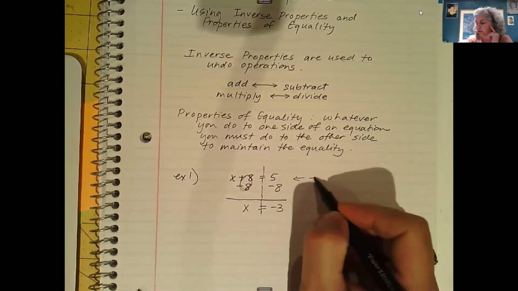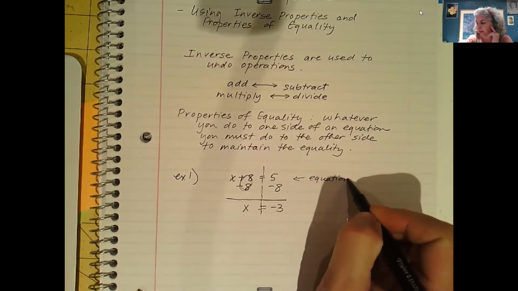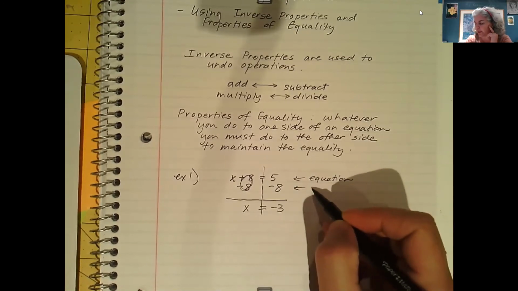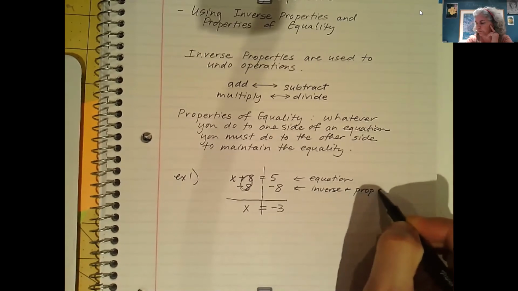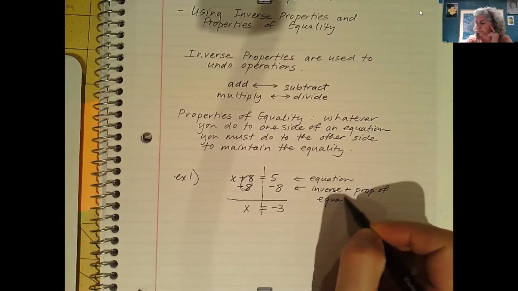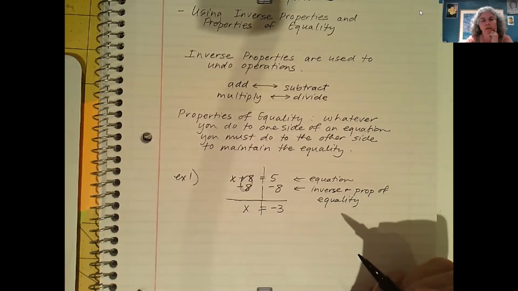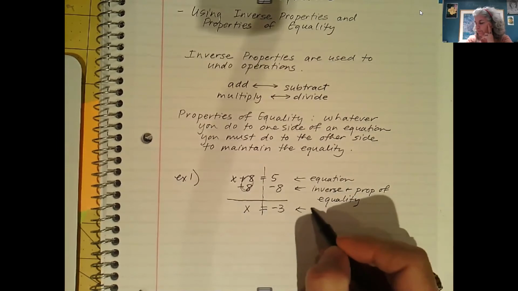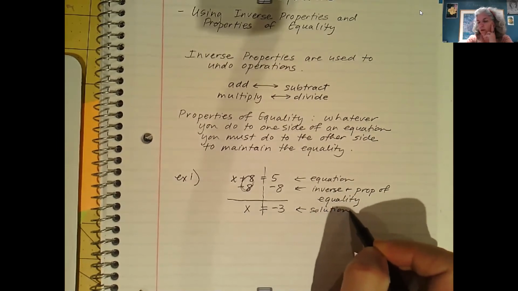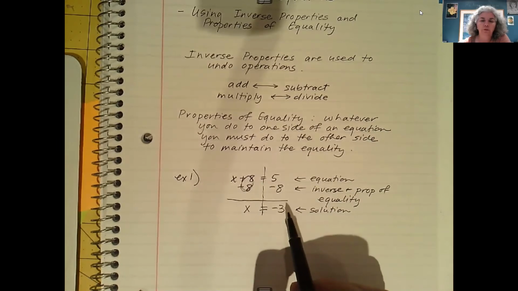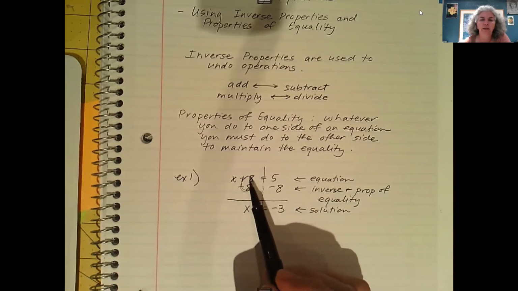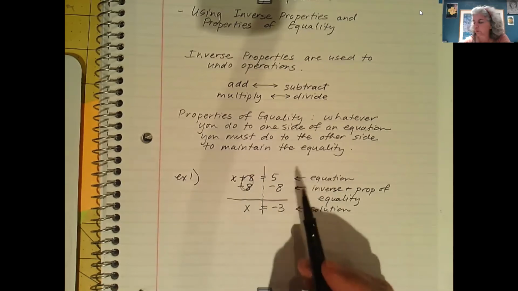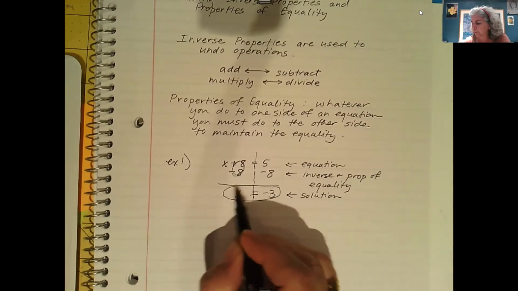So here was my equation. Here was the inverse property of equality. And then here's my solution. Your solution means that if you were to put -3 back into the original equation, it should make this statement true. -3 plus 8 equals 5, and it does. So I know that I have the right solution.